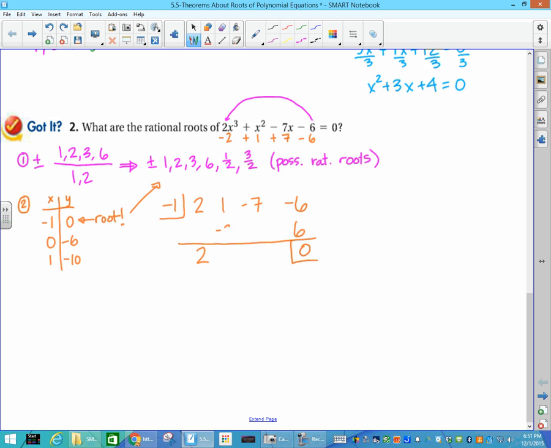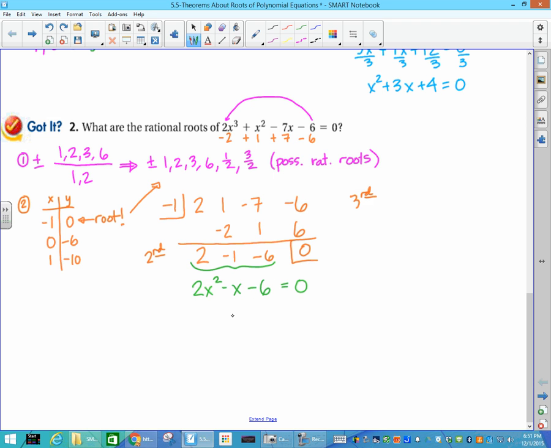-1 times 2 is -2. And 1 plus -2 is -1. -1 times -1 is 1. -7 plus 1 is -6. And -1 times -6 is 6. So we got that. All right. So remember, this is the third degree. So this one right here is a second degree. Okay. And this brings me to my second degree polynomial, which is going to be 2x squared minus x minus 6. And I'm going to see if that can factor.